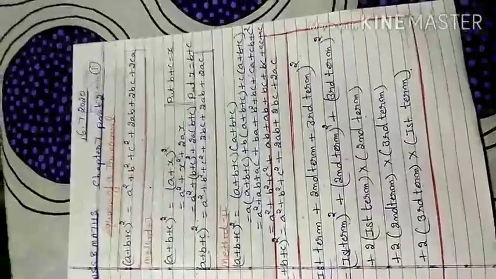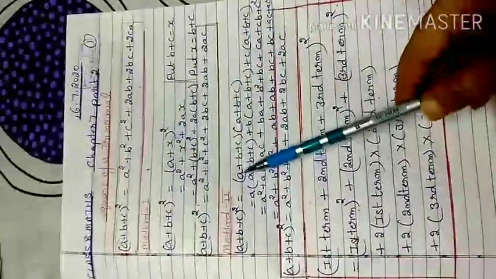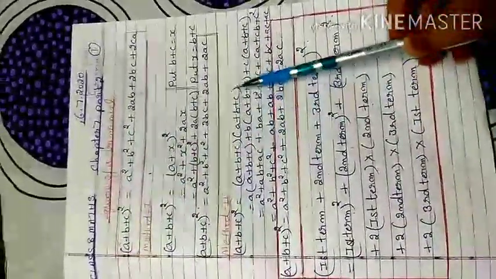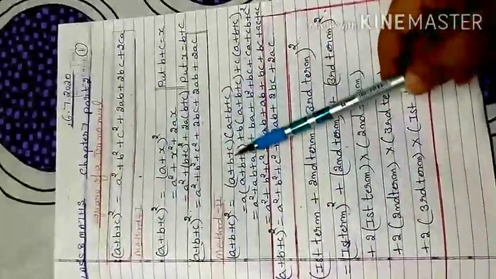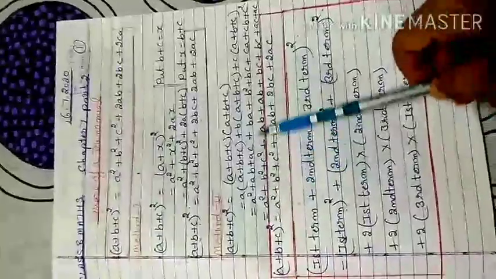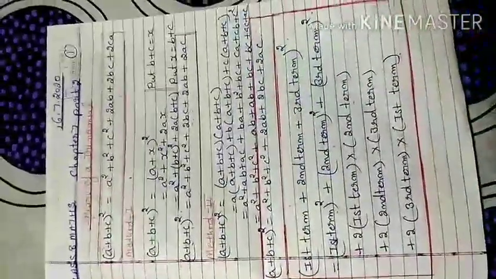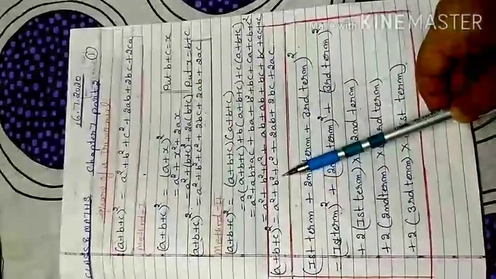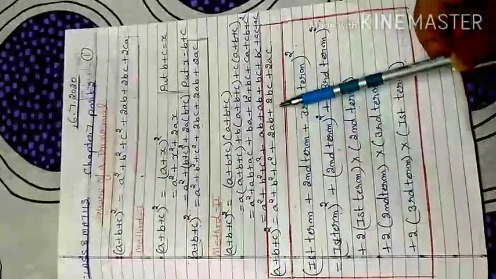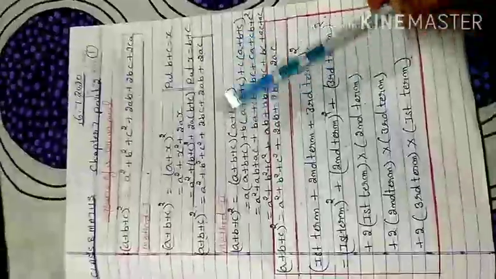The second method is that I just open the polynomial (a plus b plus c) times (a plus b plus c). First I multiply a with the whole bracket, b with the whole bracket, and c with the whole bracket. After combining the like terms, I get the same result again: a square plus b square plus c square plus 2ab plus 2bc plus 2ac.